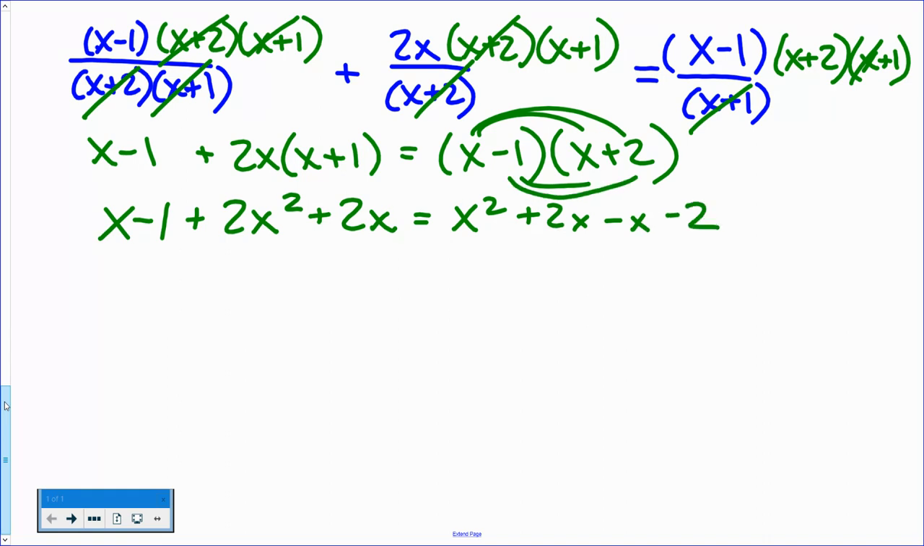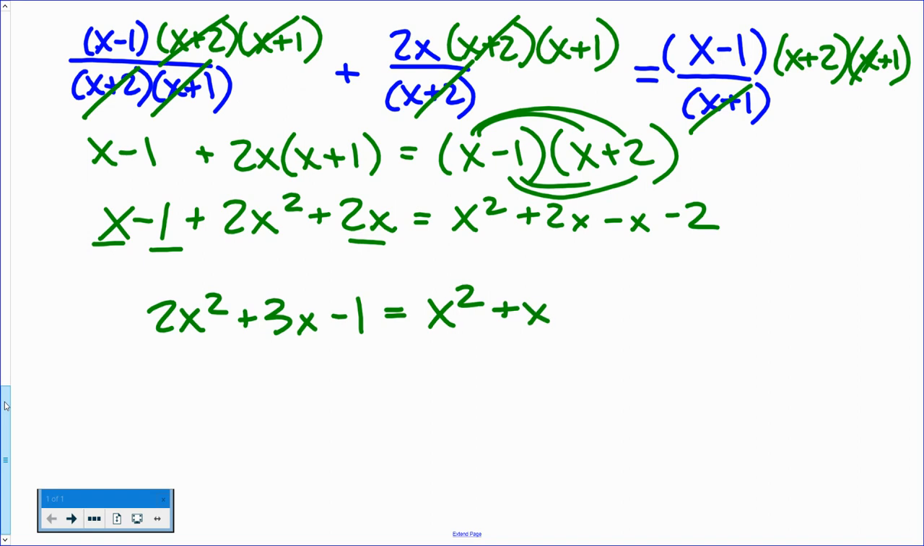I'm going to put some more like terms together. I can combine x and 2x. So I've got 2x squared plus 3x, and then there's this minus 1 equals x squared. 2x minus x would be 1x. So I've got x squareds and x's on both sides.